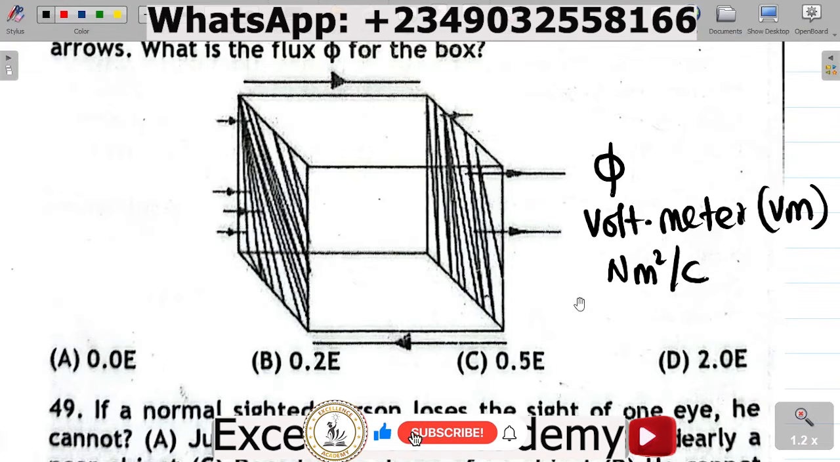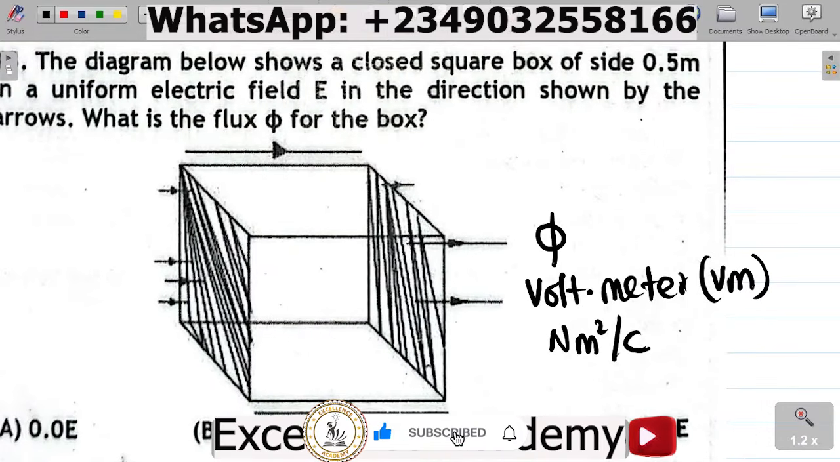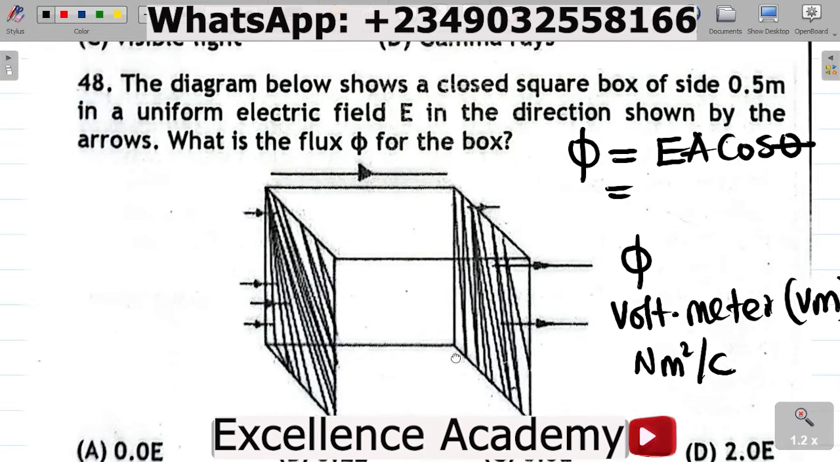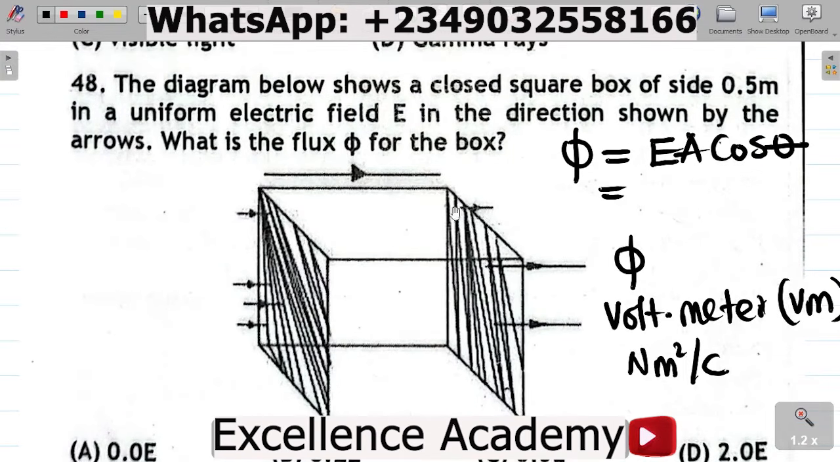Now, how do we solve this question? You want to note that for electric flux, the symbol is phi, spelled PHI. Phi is equal to E A cos theta. So EA cos theta, what do you have there? What's the value of E there? Oh, they said electric field, just E. All right, so leave this as E.